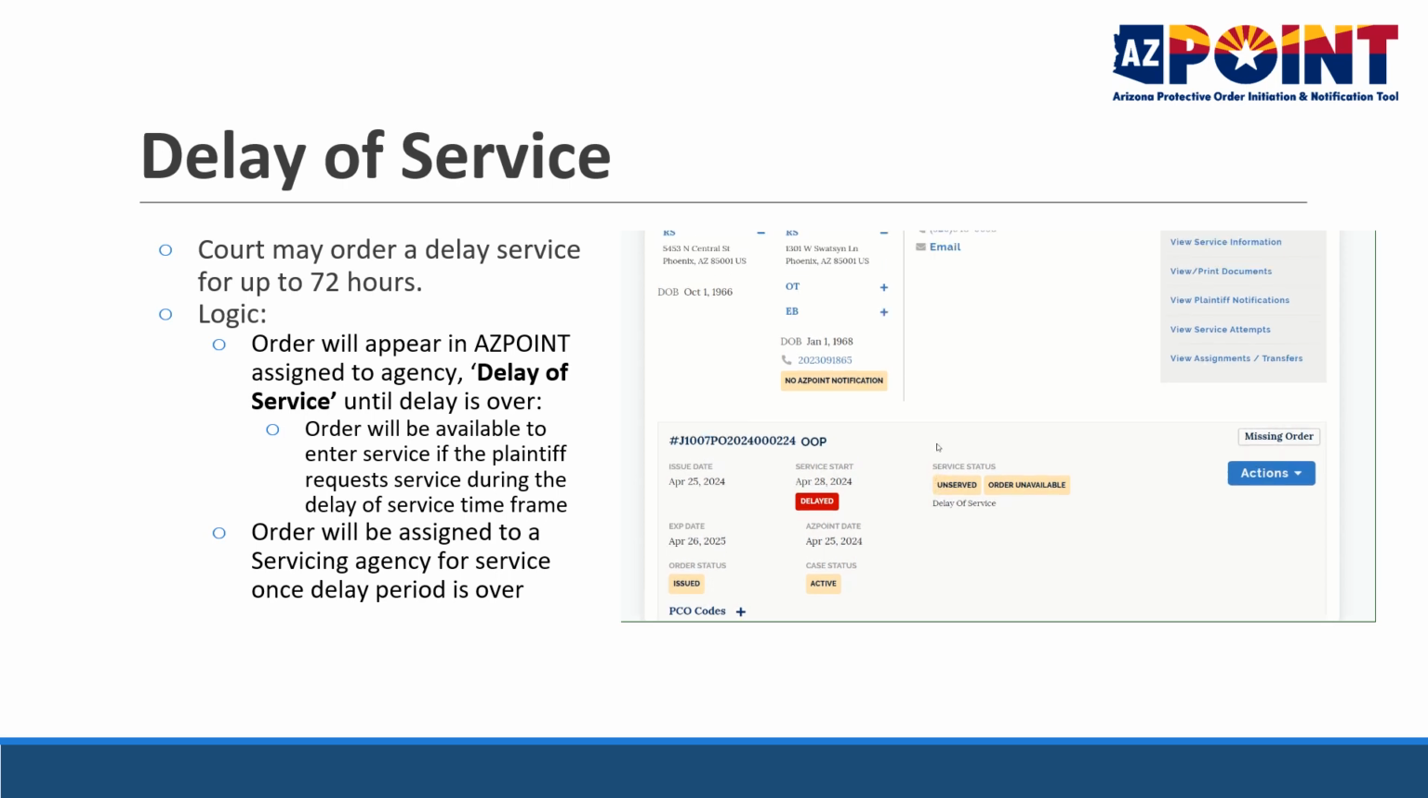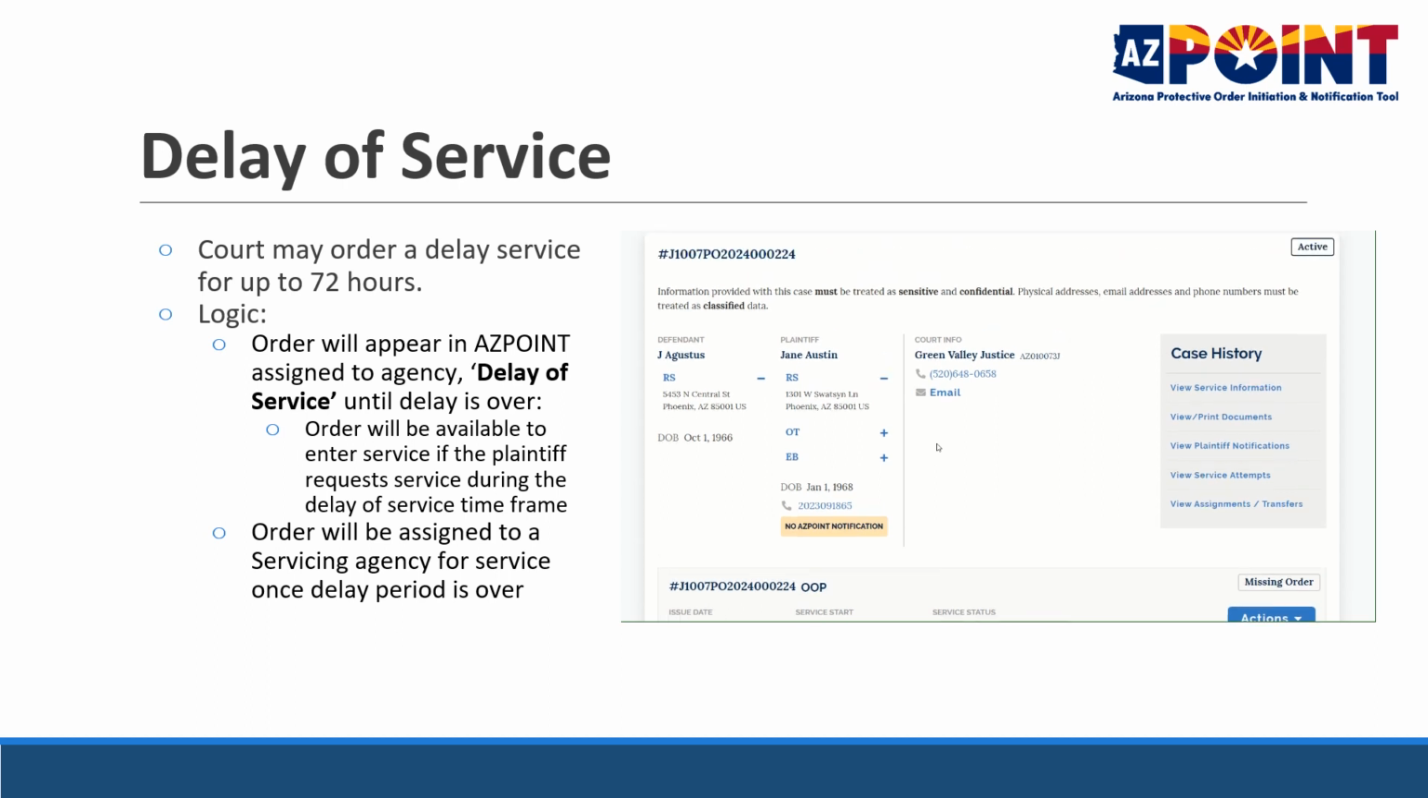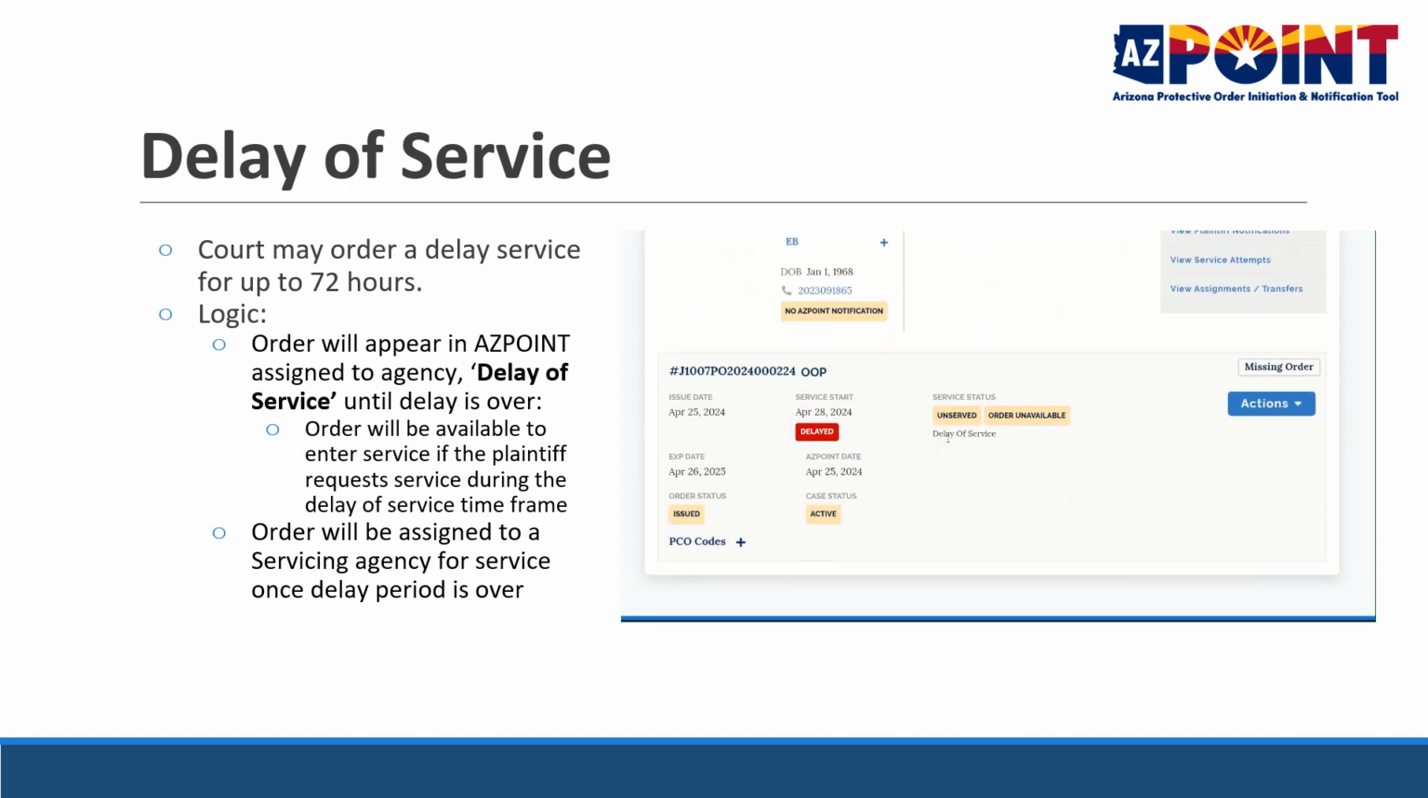So we want them to be able to view documents, print documents, view case information, but this isn't going to be assigned to any particular agency until that 72-hour window or whatever the time is that the judge set is up, at which point the delay of service badge would be removed and it would go out for service. That servicing agency is going to get the email notification that the case has been assigned to them, and they can then actively start to work the case.